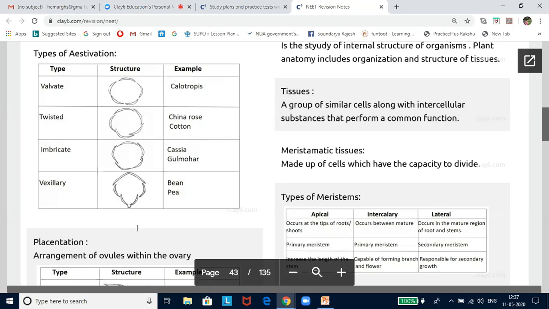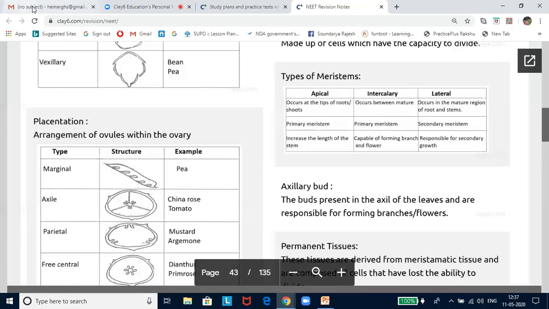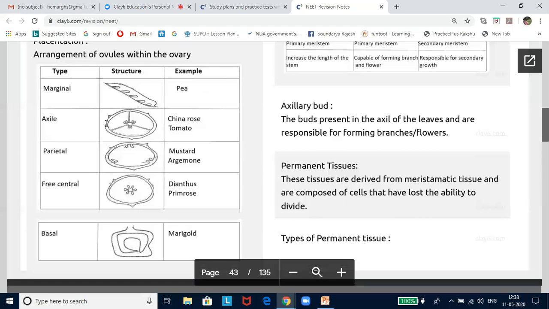Now let us get into placentation. The last part, before we complete this, we will see what are the things that are left out. Placentation: marginal, axile, parietal, and free central. Again, I'm telling you, they can ask you the kind of placentation found in pea plant, found in mustard, or they can ask you to identify the placentation in China rose. Then these diagrams will be given. You have to identify which suits it.